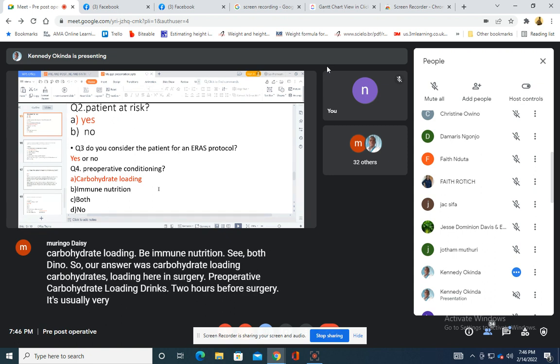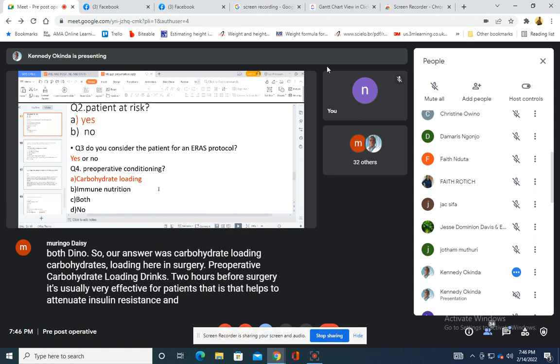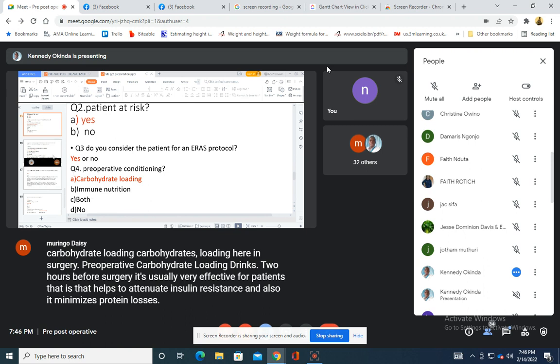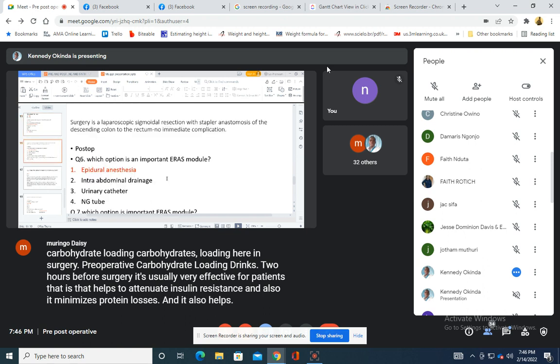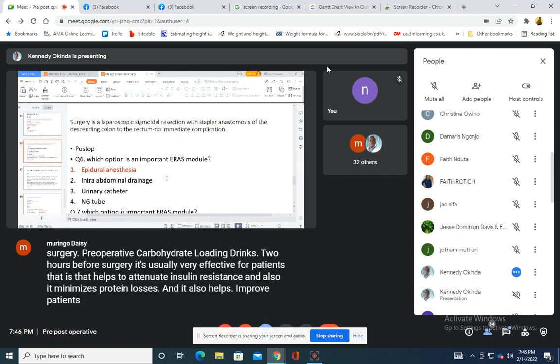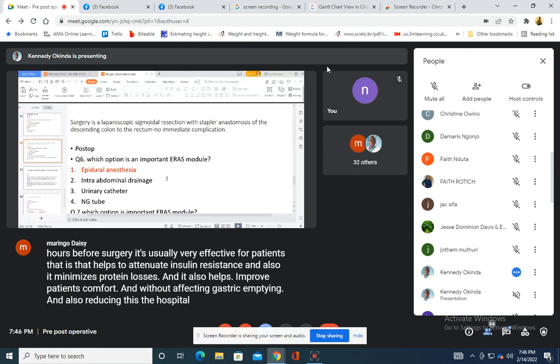It is usually very effective for patients, as it helps to attenuate insulin resistance, and it also minimizes protein losses. It also helps improve patients' comfort without affecting gastric emptying, and it helps in reducing the hospital stay of the patient.